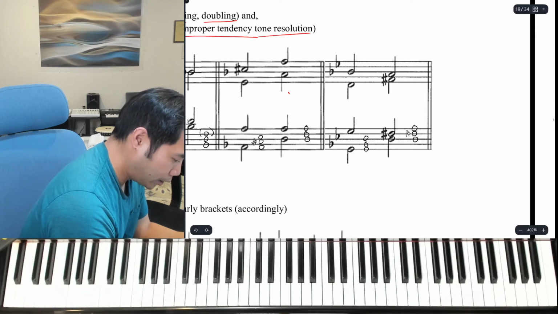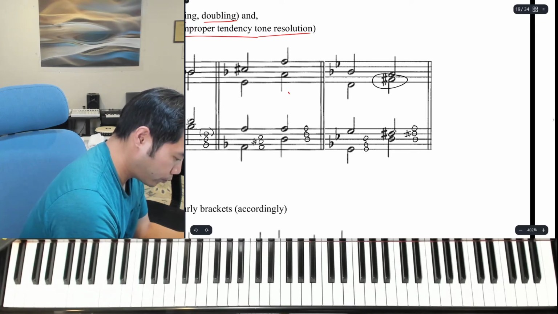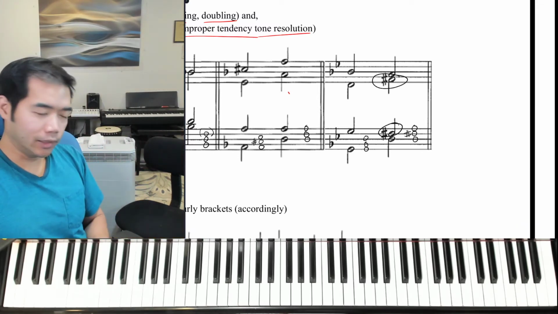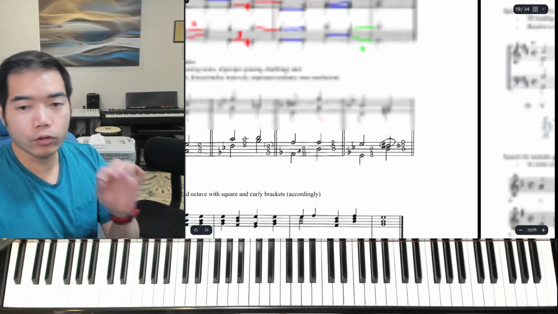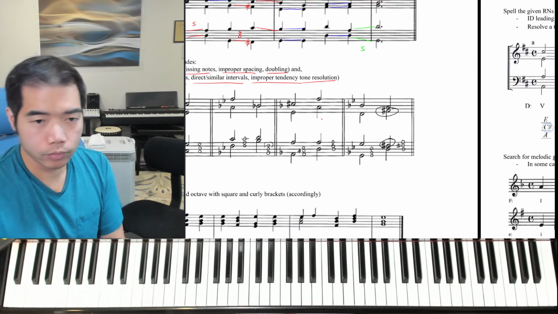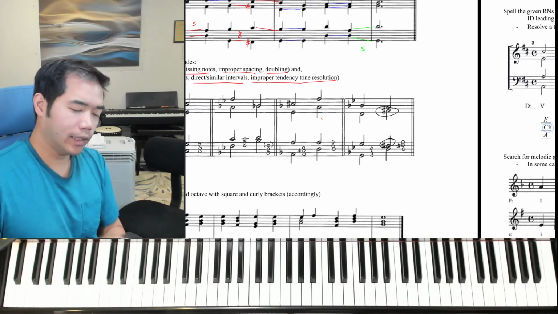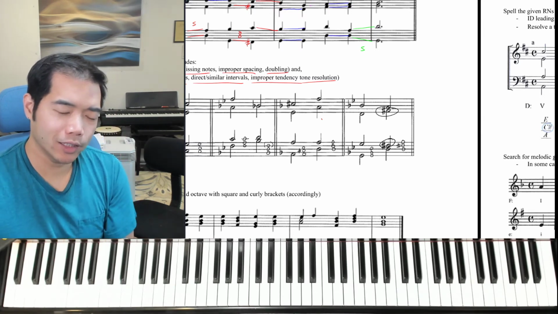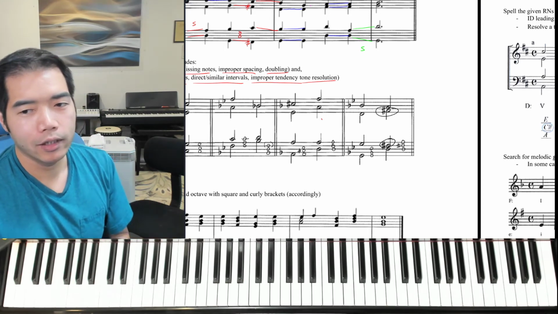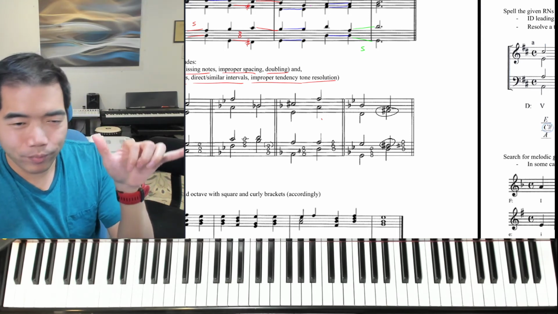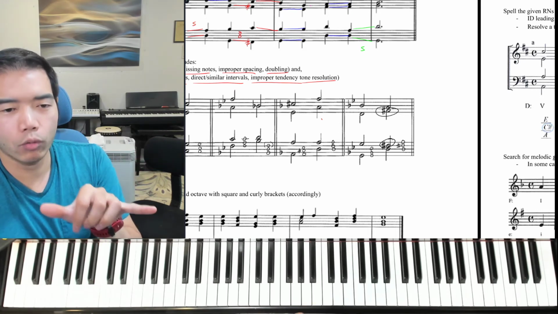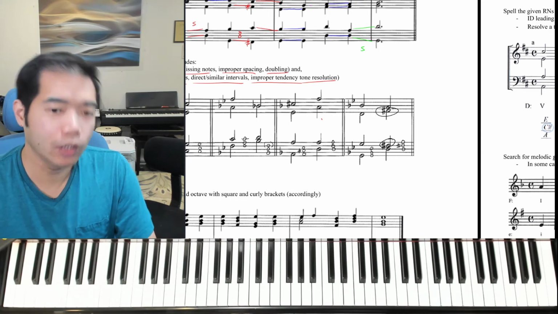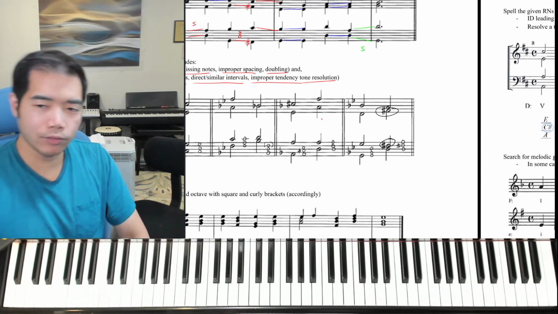Now here's one issue. We've doubled the F sharp. Why is this an issue? You want to watch out for doubling your leading tone. Why? Because the leading tone is the raised 7th scale degree. It has a very strong tendency to resolve up a half step to tonic. That means if you double your leading tone, both voices are going to want to resolve up a half step, which means you'll have parallel unisons or parallel octaves. That's a problem. You lose independence of voices, okay?